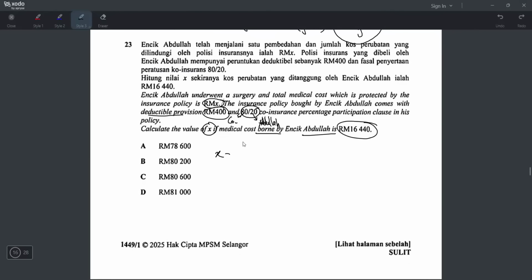First, step 1, medical cost, which is X minus deductible 400. I cannot calculate this myself because I don't know the value of X, but it's okay. The next step is to multiply this with the small percentage, which is 20%, so I'll just write times 0.2. Then the next step is the whole thing plus deductible 400.